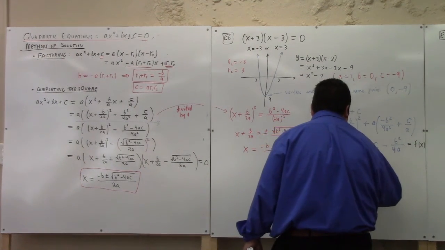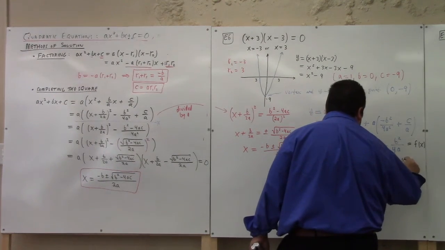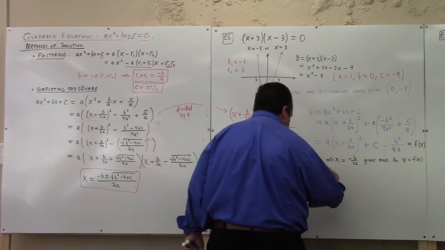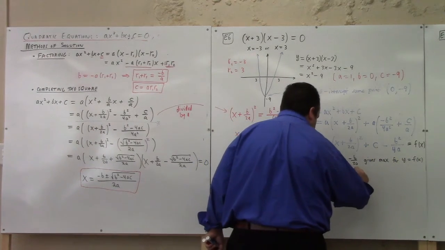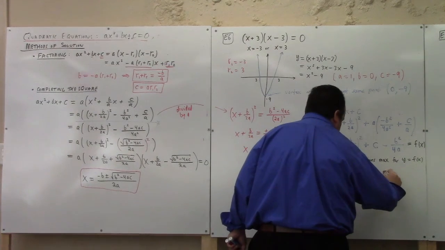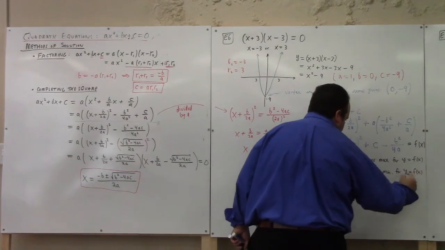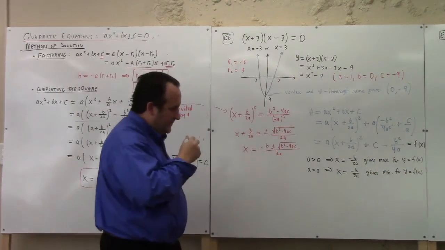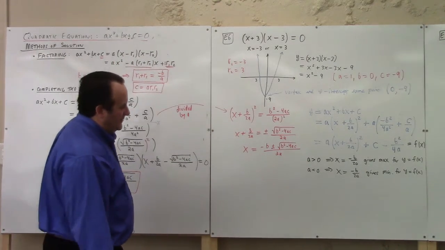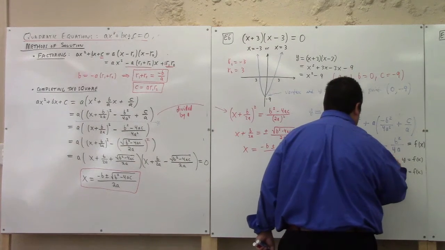gives max, right? Y equals f of x. And if a is less than 0, then x equals minus b over 2a gives min for the graph. Right? The maximum, if it opens up, excuse me. Oh, I just did those exactly backwards. My bad. I think I said it right, but I wrote it wrong.